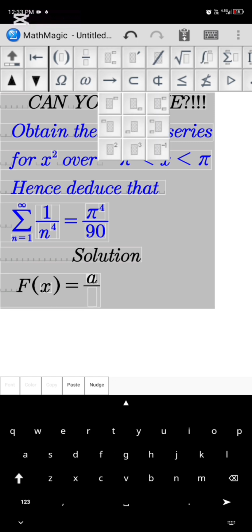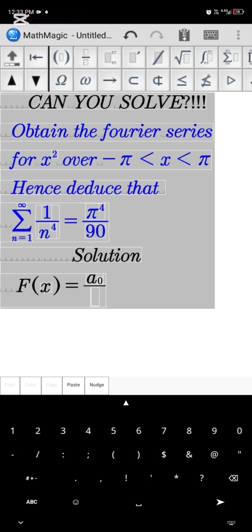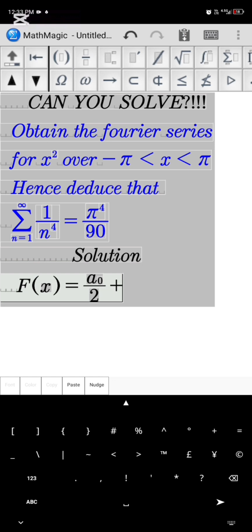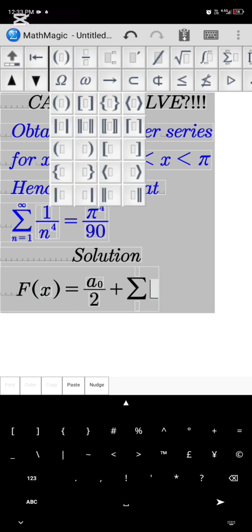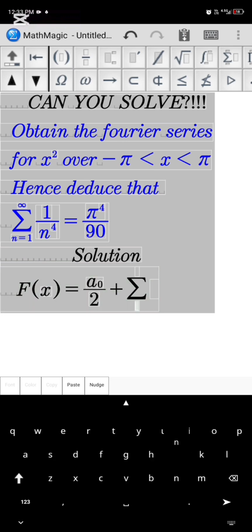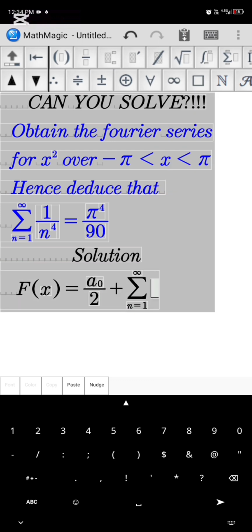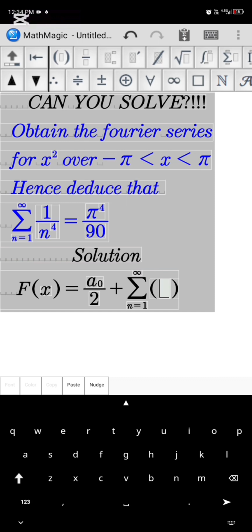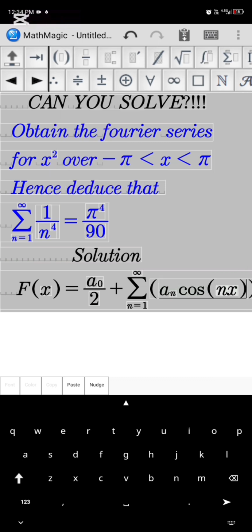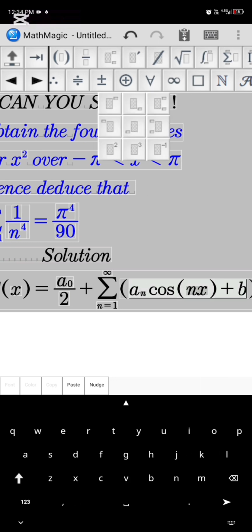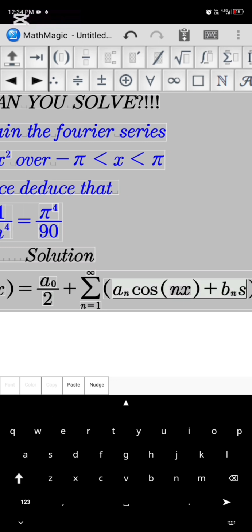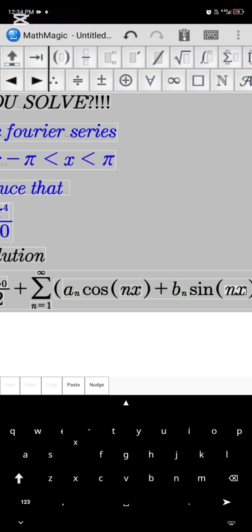a naught over 2, plus the summation of n from 1 to infinity of a n multiplied by cos nx, plus b n multiplied by sine nx. So that's the formula for the Fourier series.